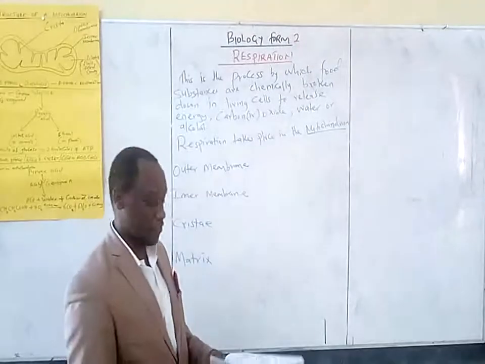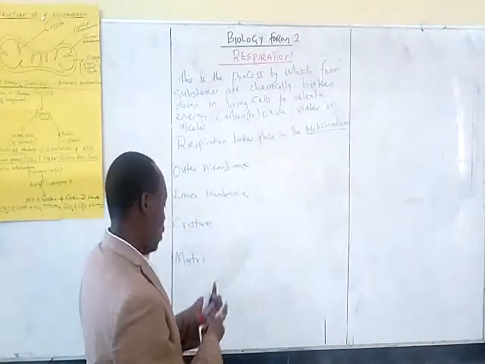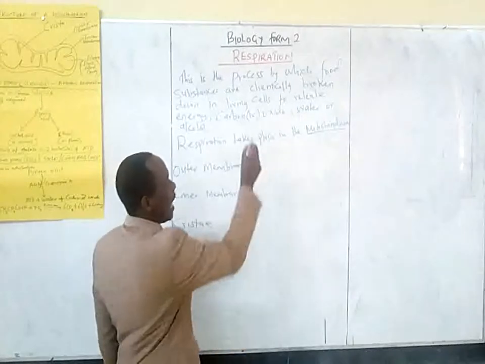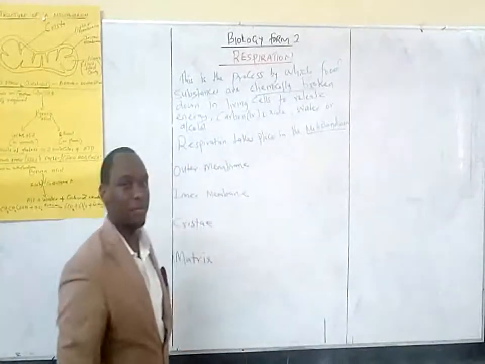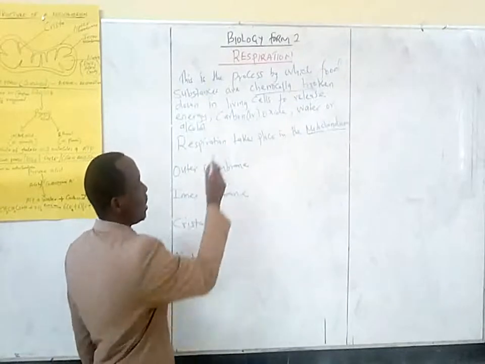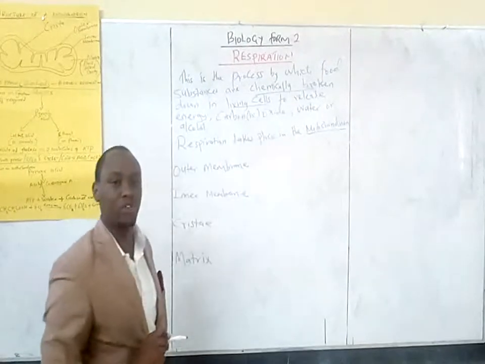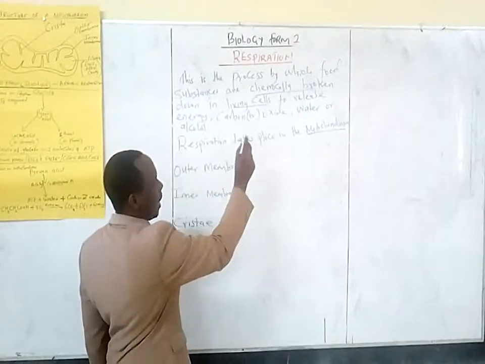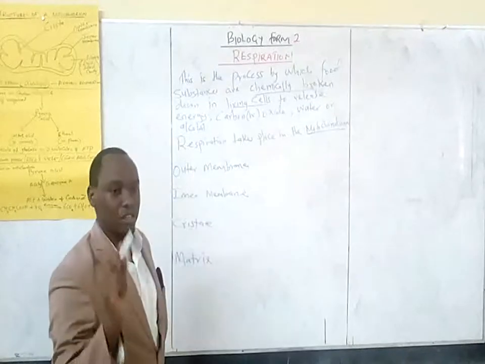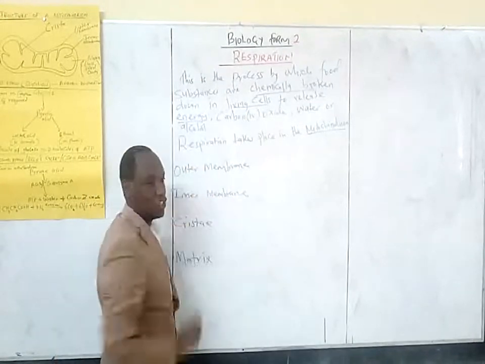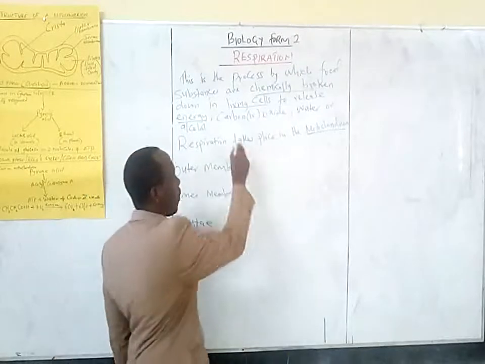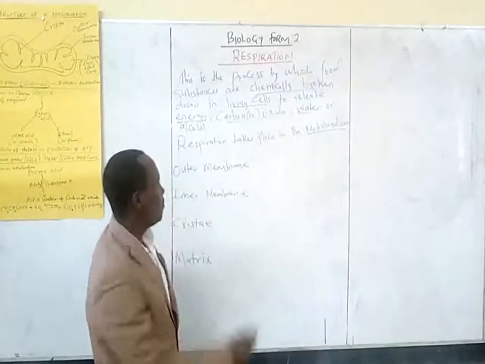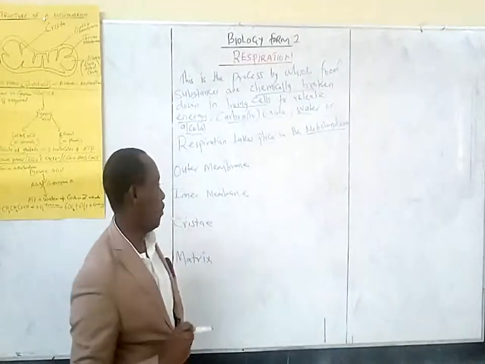So we will begin by defining what respiration is. It is the process by which substances are chemically broken down in living cells. The first thing you realize is that respiration is a characteristic of living things. They are chemically broken down to release these products. The first one is energy. Number 2, carbon dioxide. Number 3, water. And sometimes ethanol, or what is called alcohol.